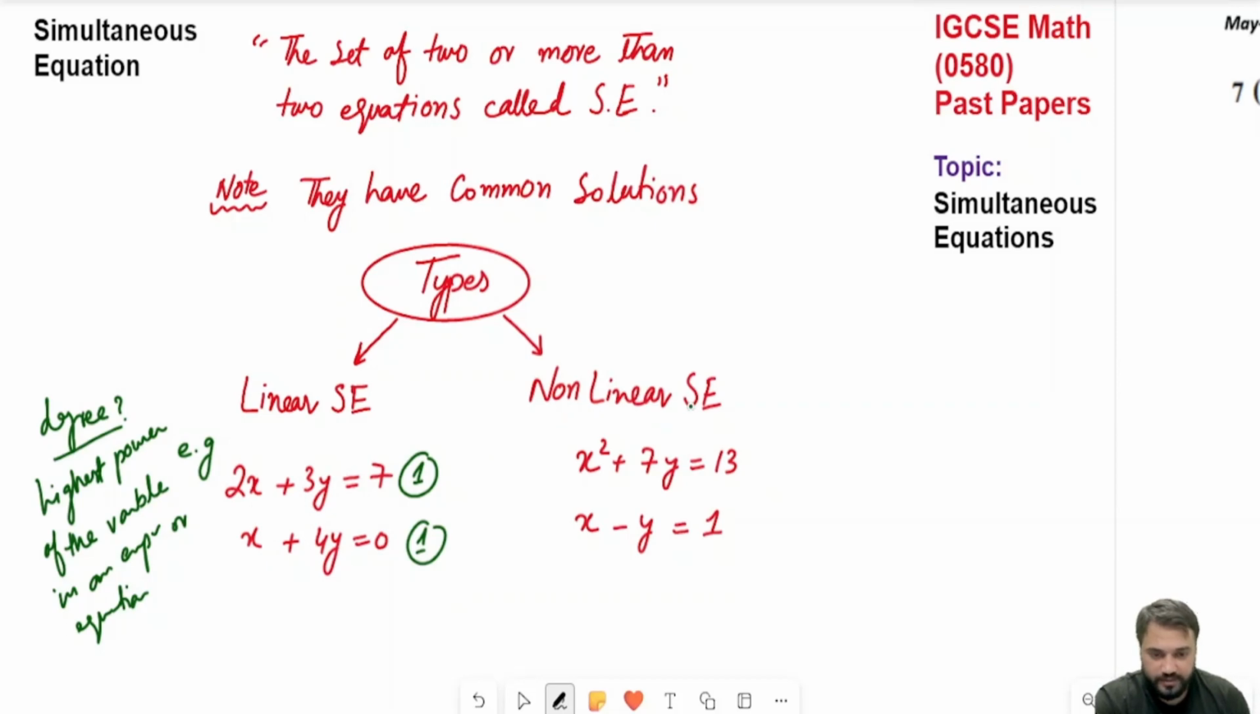What about non-linear simultaneous equation? In this equation we have degree 2 because the highest power of the variable is 2, so this is not linear, and the other one is linear, so we call them non-linear simultaneous equation.